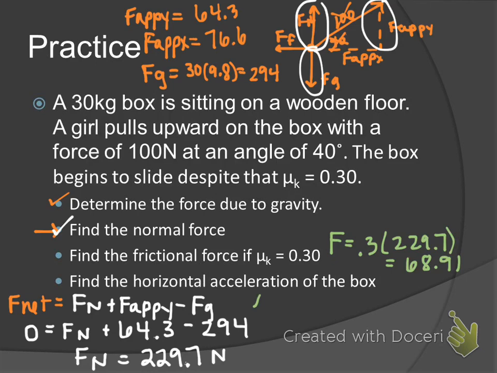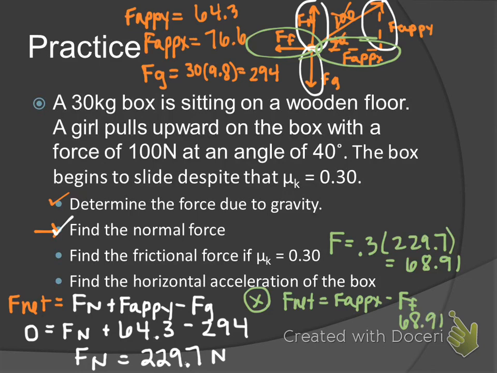So now I'm going to set up my net force equation in the x direction. How many horizontal forces do I have? 2. So I'd say F net equals F applied x minus the frictional force, and then I can just plug in the numbers that I have. Friction is 68.91, and F applied x is 76.6. That's going to be equal to mass times acceleration.